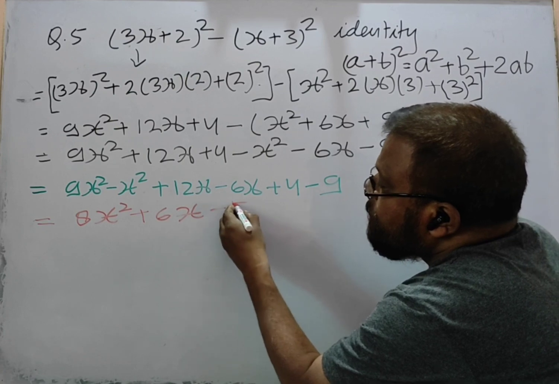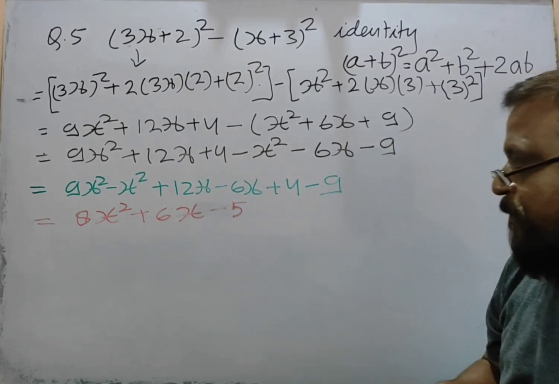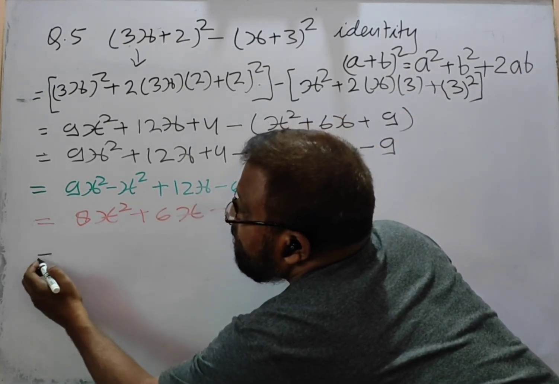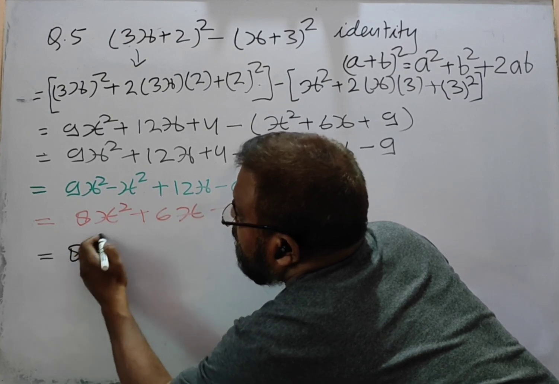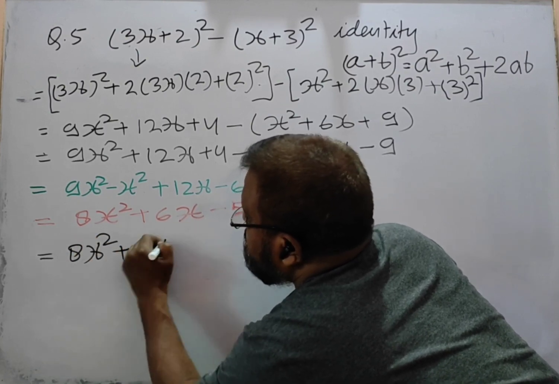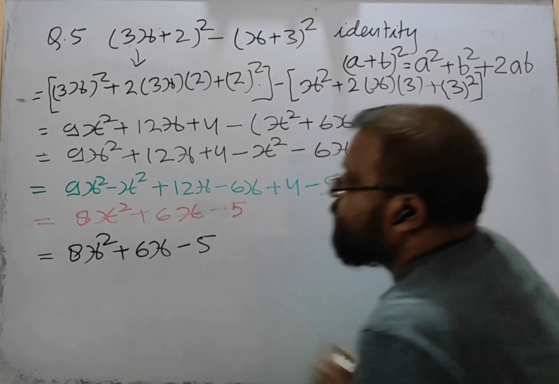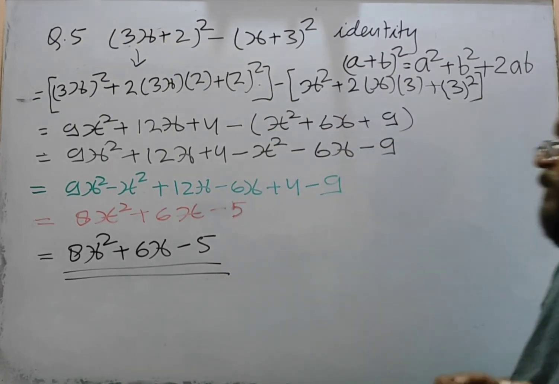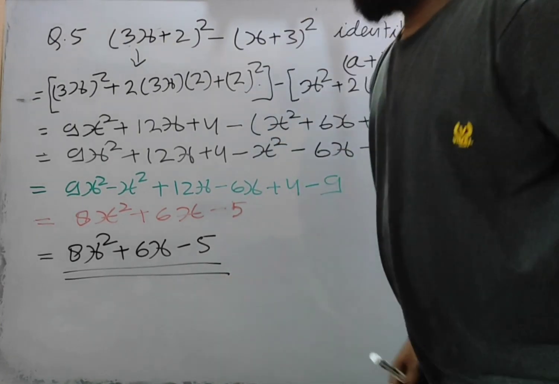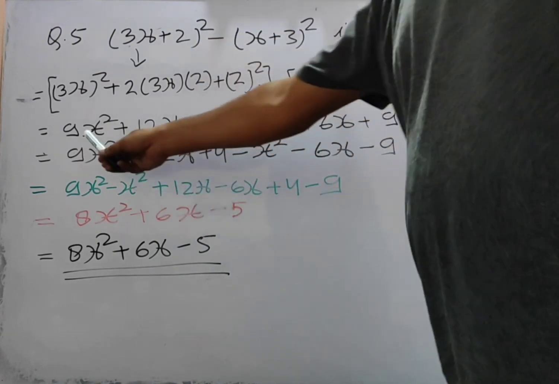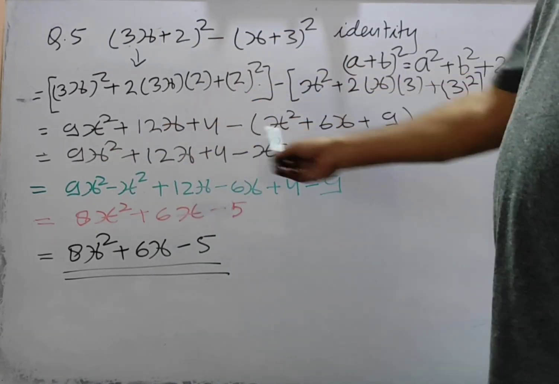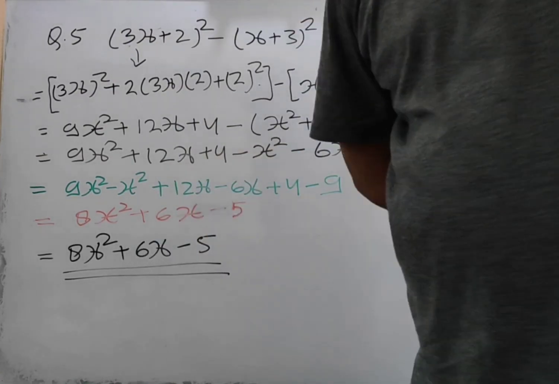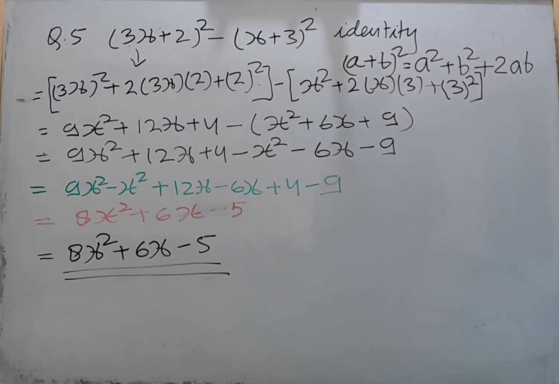Right? So our final answer is 8x square plus 6x minus 5. Right? This is our answer. Since here algebraic terms are same, like x square, x, they are like terms. So we can solve them further. And there no like terms, so we can't solve them.